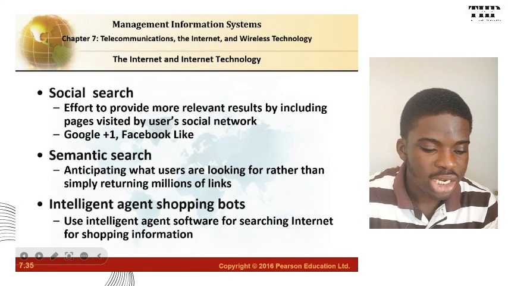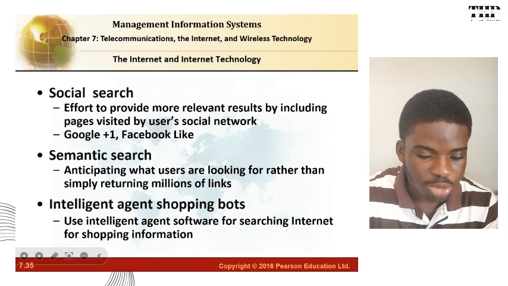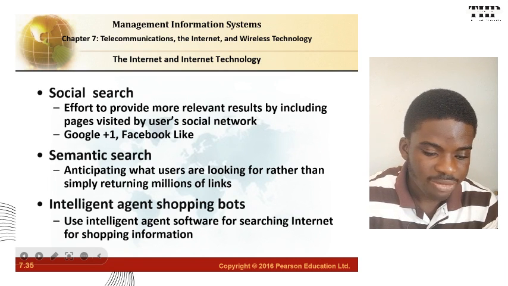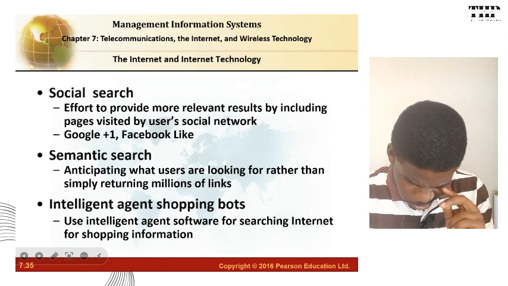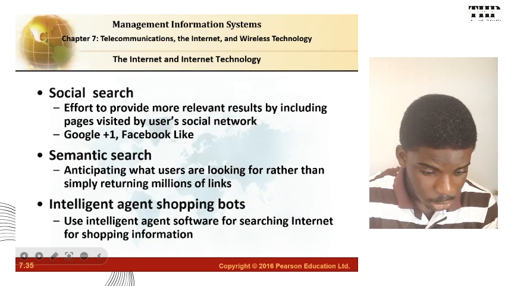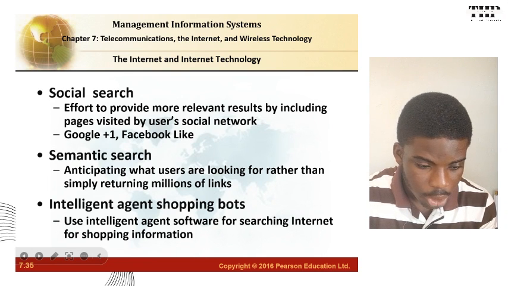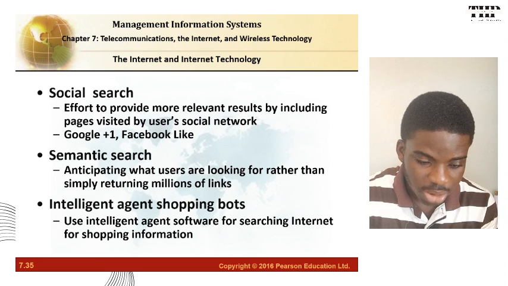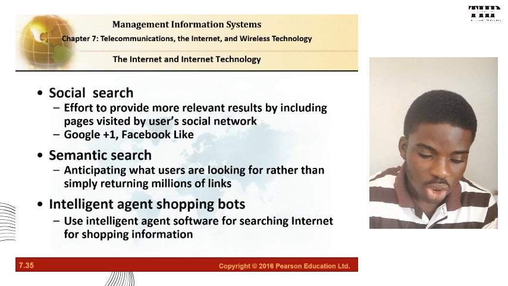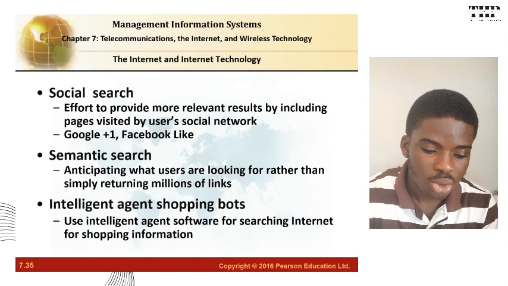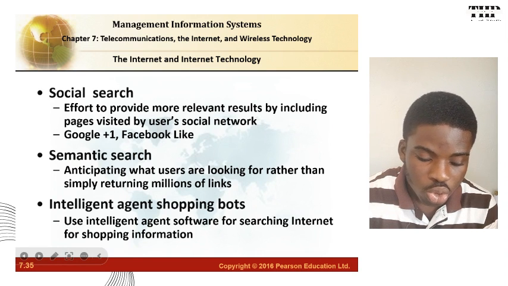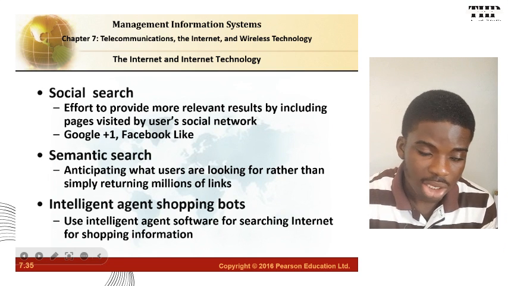So still on the internet, there's social search. That's efforts to provide more relevant results by including pages visited by users' social network, like Google +1 and Facebook Like. So the internet wants to provide more relevant results, right? So they include the pages that you have visited in your social network. Google plus one and Facebook Like do that.